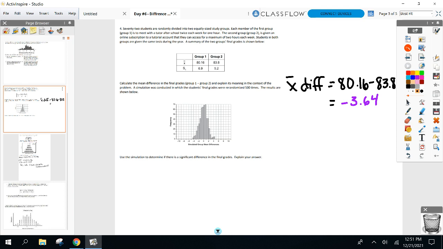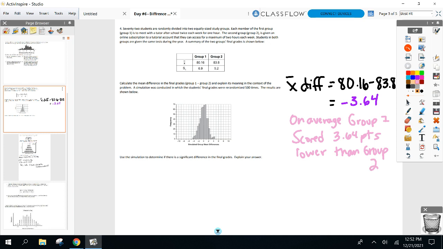And I am going to ask this. What's that mean, that number, as far as this problem goes? Negative 3.64. What's that telling us? Group 1 lost 3.64 points on average. Okay, good. On average, Group 1 scored 3.64 points lower than Group 2. Or I could put that in reverse and say Group 2 scored 3.64 points higher. That's fine too.